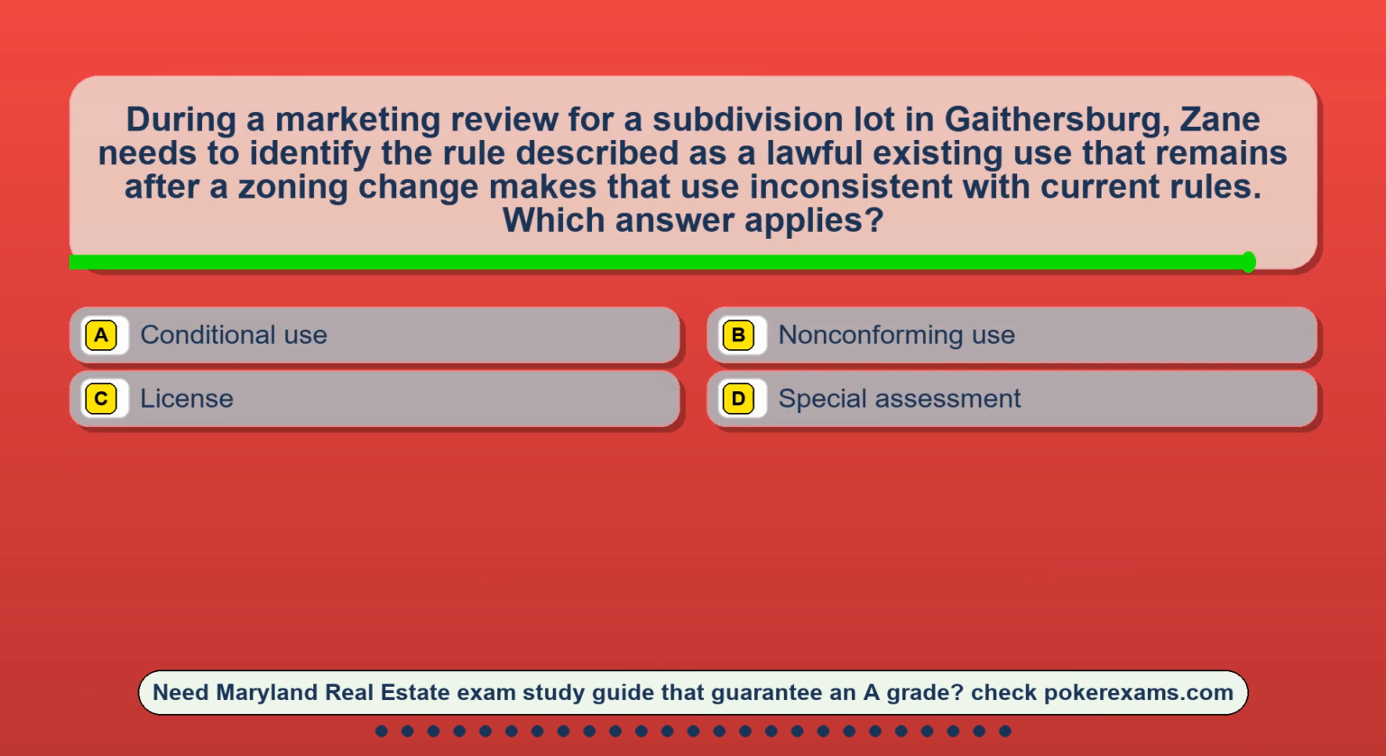Question 17. During a marketing review for a subdivision lot in Gaithersburg, Zane needs to identify the rule described as a lawful existing use that remains after a zoning change makes that use inconsistent with current rules. Which answer applies? Option A, conditional use. Option B, non-conforming use. Option C, license. Option D, special assessment.